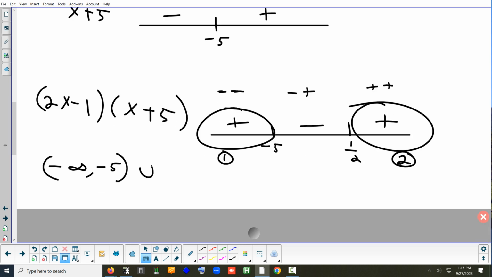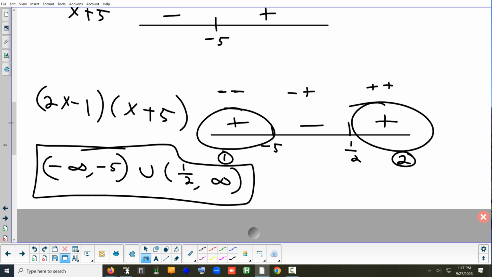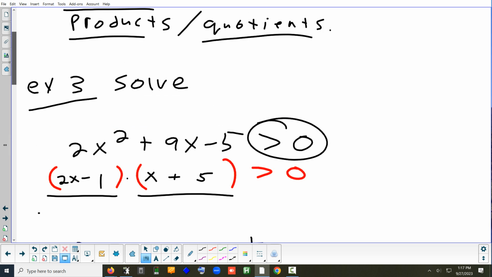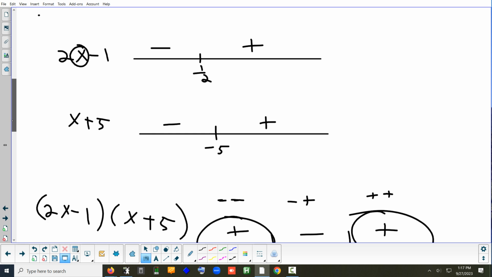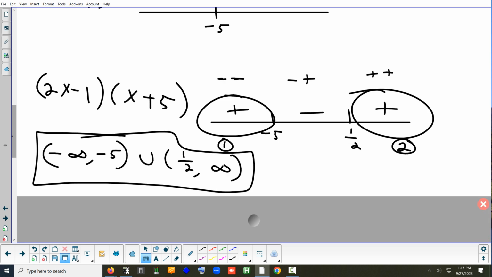Now we describe interval 2. What's the lowest that interval 2 goes? 1/2. And what's the highest that interval 2 goes? Infinity. That is the answer to the question. What numbers could you plug into that quadratic problem and get an answer that's greater than 0? Any number in that interval or that interval.